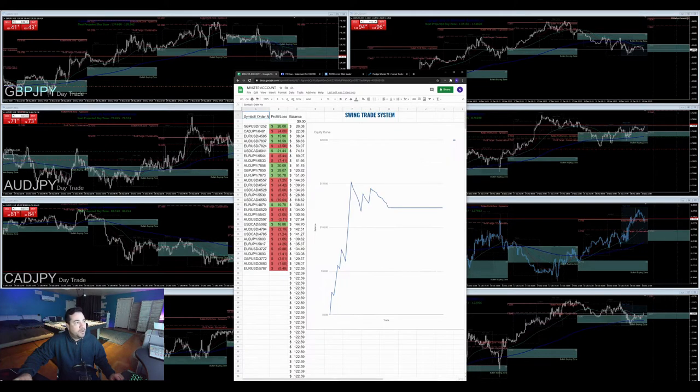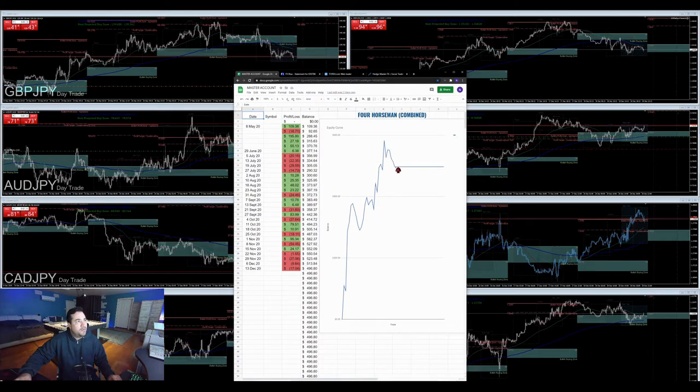Our swing trade has a little bit of a drawdown right now, but don't worry, we take small losses and we get big wins. And we are going through a little bit of a drawdown right now on the Four Horsemen. Again, same rules apply. Small losses, big wins. Okay, so that's where we're at right now.